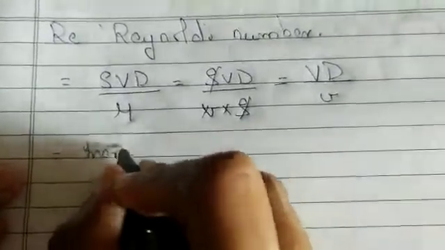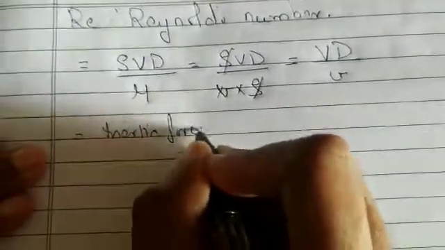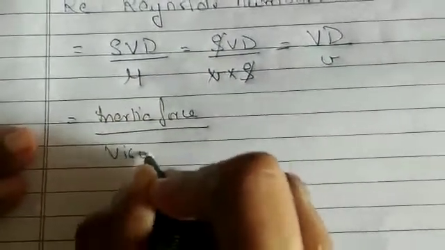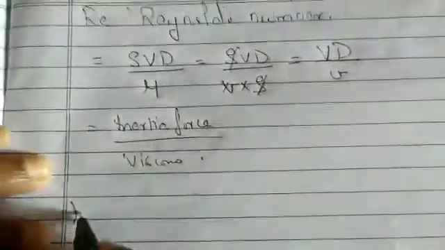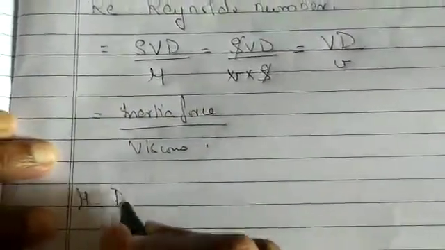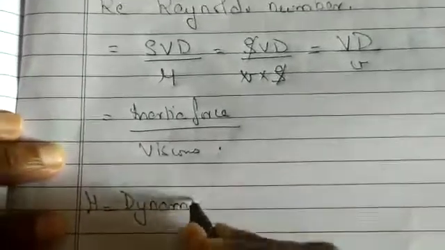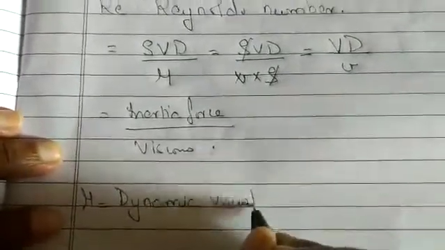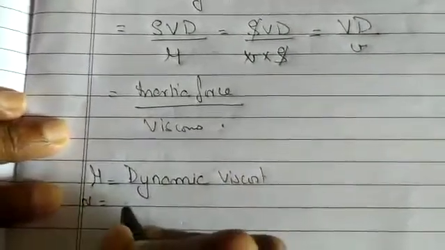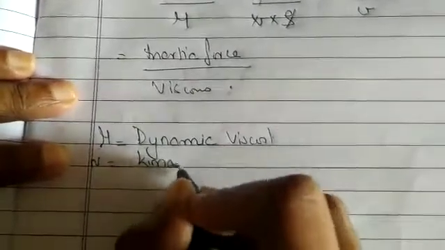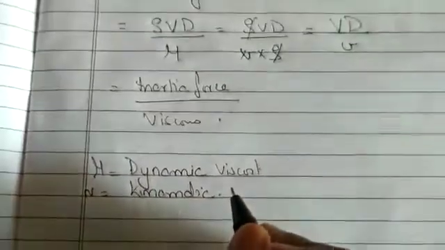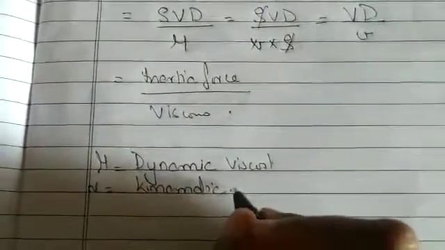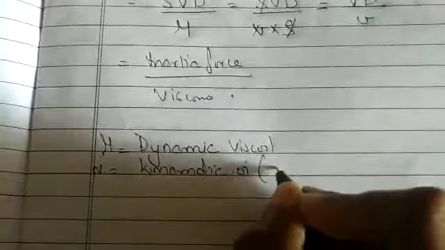So the formula for this goes as inertia force by viscous force. What is this mu? Mu is equal to dynamic viscosity and nu is equal to kinematic viscosity. When the fluid is in motion, there is some amount of resistance acting. So we have the equation with nu and mu.